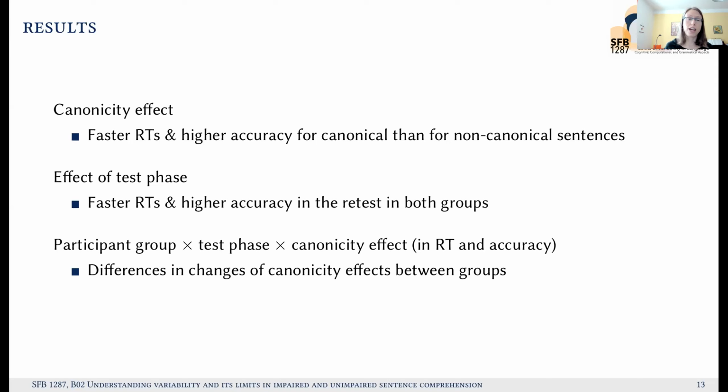Importantly, we found an interaction between participant group, test phase, and canonicity effect, both in the response times and in the accuracy. And this seems to suggest that there are differences in the canonicity effects between the 2 test phases, but that these differences are different between our 2 participant groups. And in the upcoming slides, I would like to focus on this 3-way interaction a little bit more closely, because that's the interesting part which could tell us more about whether people with aphasia show the same reductions in canonicity effects as language unimpaired adults.